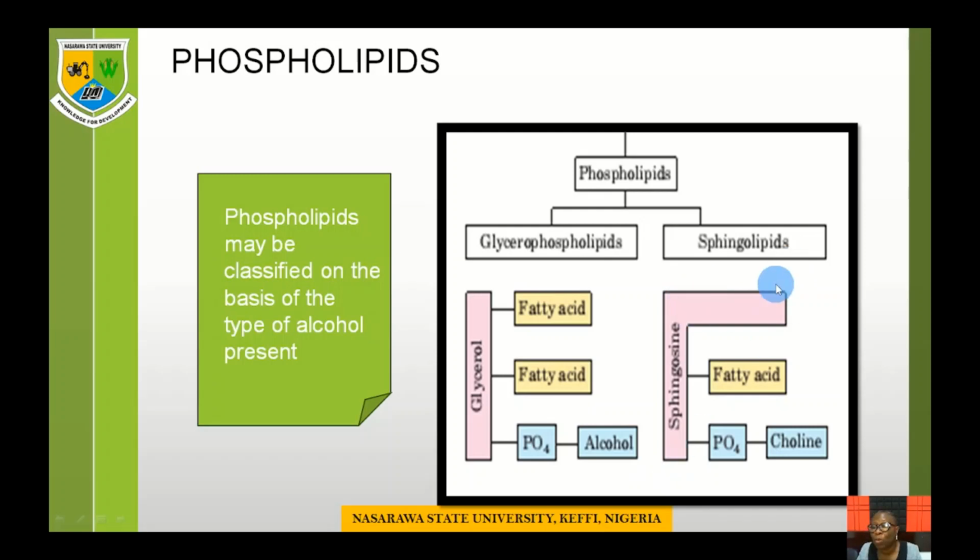Now, for the sphingolipids, you have the sphingosine as the alcohol. Then you have a fatty acid esterified. Then you have the phosphate and the choline, which is the nitrogen containing base or alcohol that it contains here. So for phospholipids, you can either have them as glycerophospholipids that contain glycerol as a backbone, or sphingolipids that contain sphingosine as the backbone.